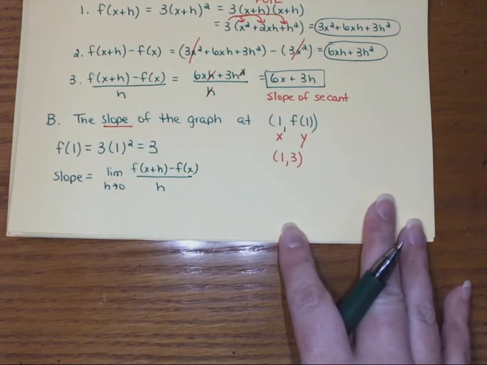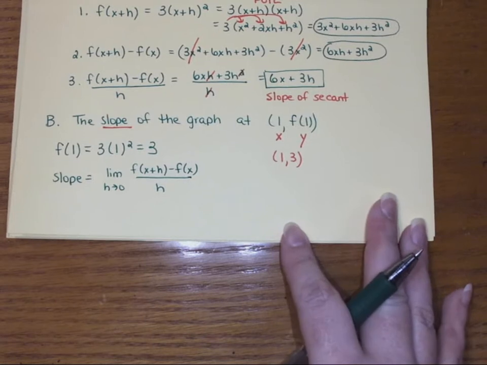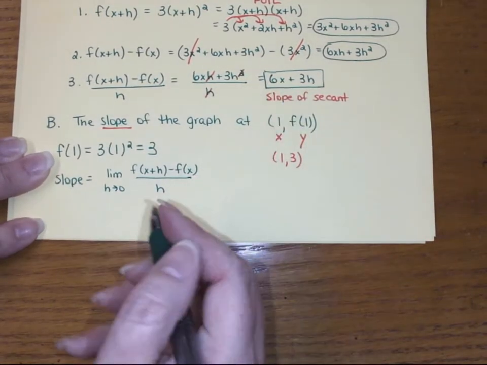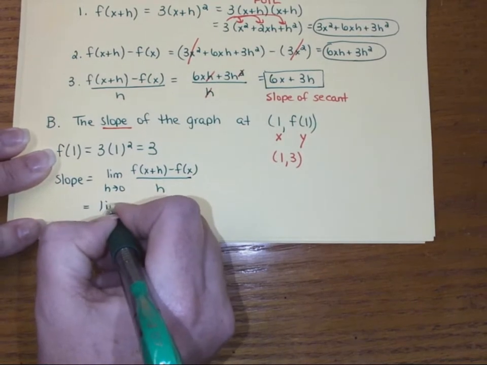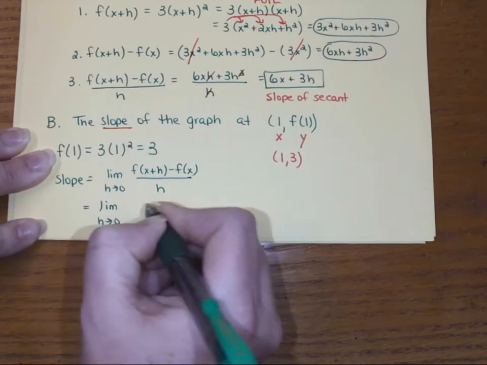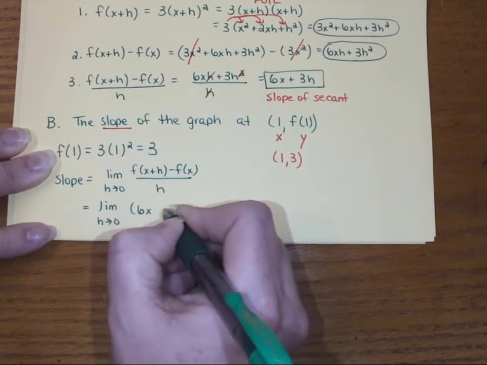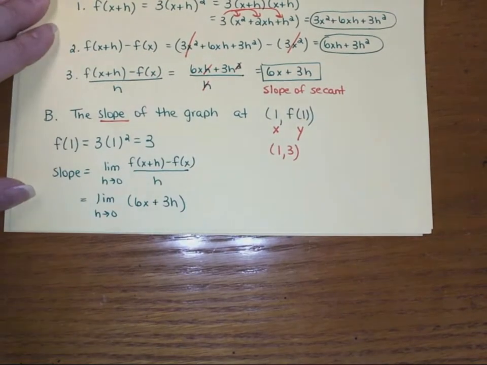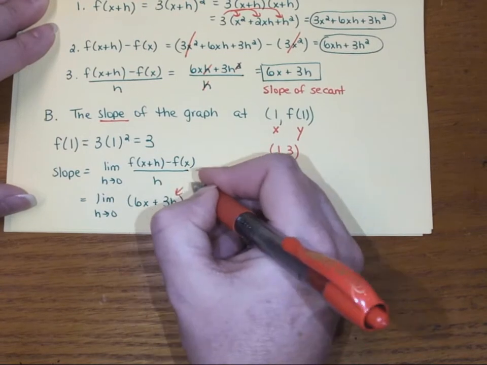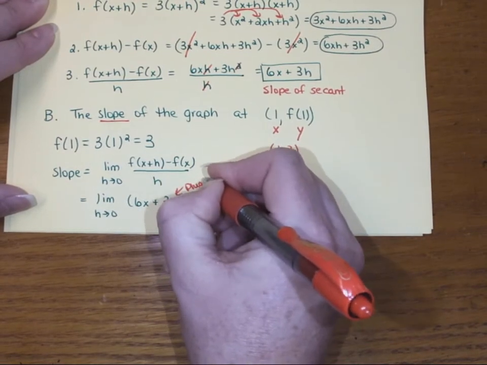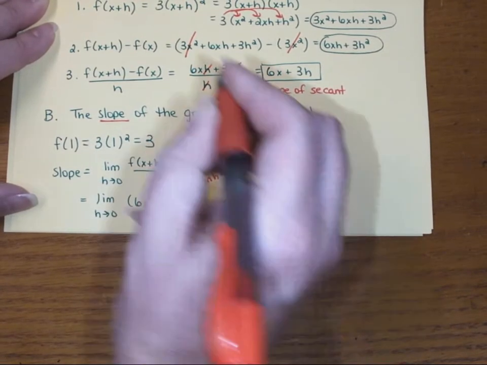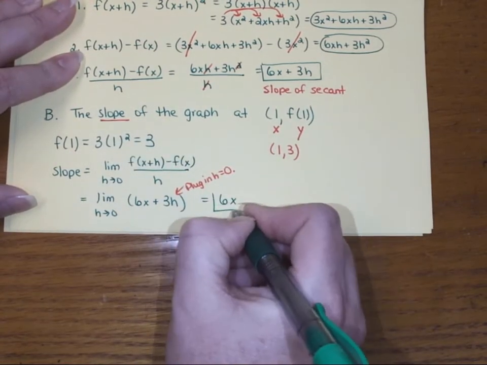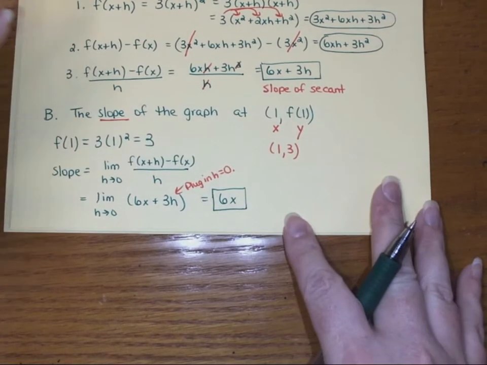But remember, we already did steps 1 through 3 of this, right? We don't need to redo it. We don't need to reinvent the wheel. So we already know that what we really want here is the limit as h approaches 0 of what we got above, which was 6x plus 3h. Notice now we're going to plug in h equals 0. And so we get a slope equation of 6x, not a slope of 6, but a slope equation of 6x.